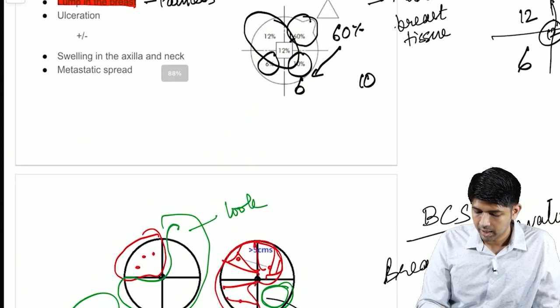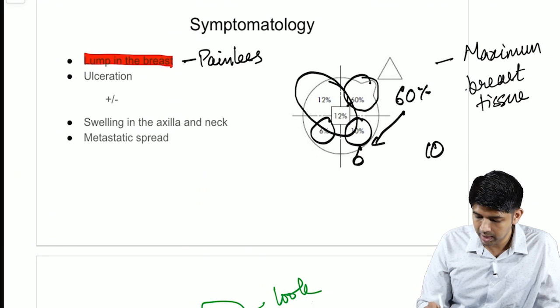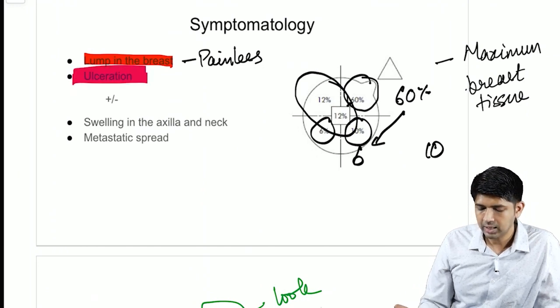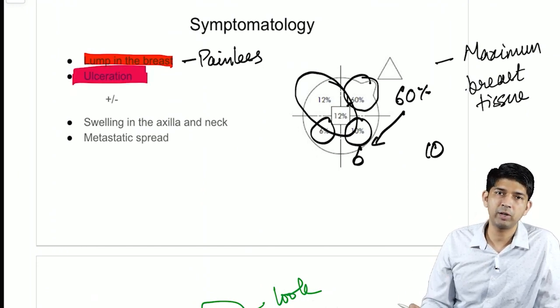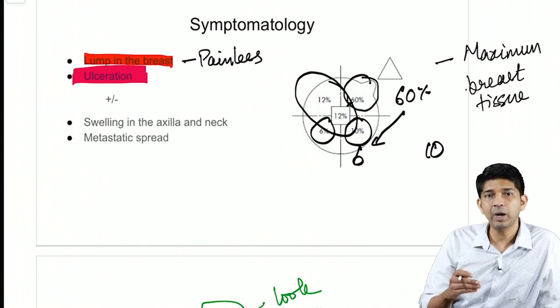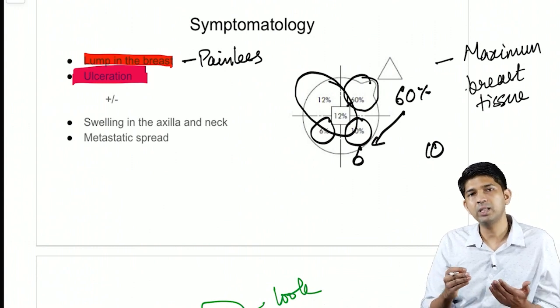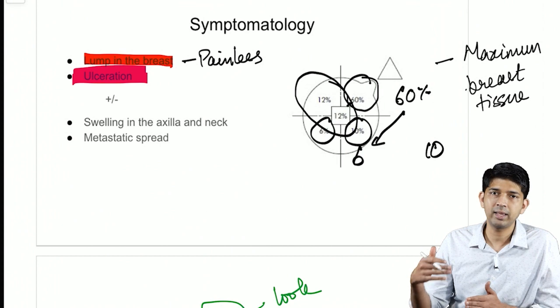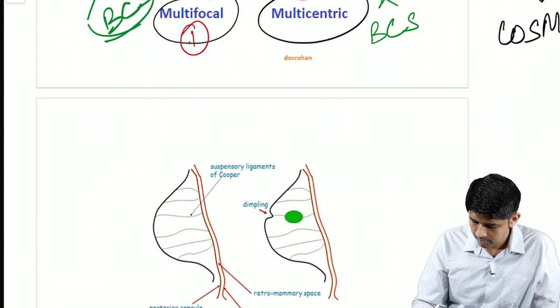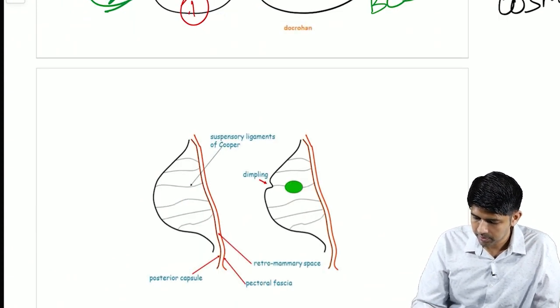Okay, next thing that you need to learn or understand is ulceration. Ulceration is a skin involvement of the breast. Now before we go into frank involvement of the skin, you need to understand what is dimpling, puckering, tethering, and then ulceration. So now let's just have a look at this.